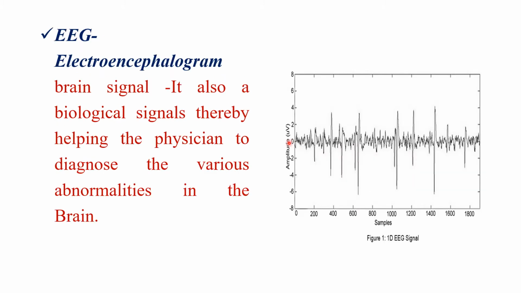Next, I am going to explain the electroencephalogram or EEG. That is known as a natural signal, that is, a brain signal. It is also a biological signal, thereby helping the physician to diagnose various abnormalities in the brain.